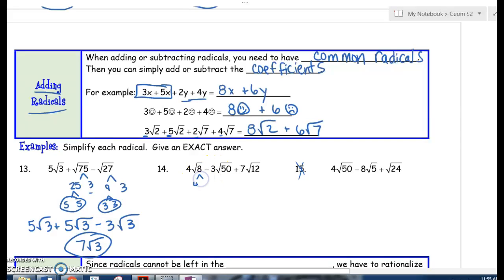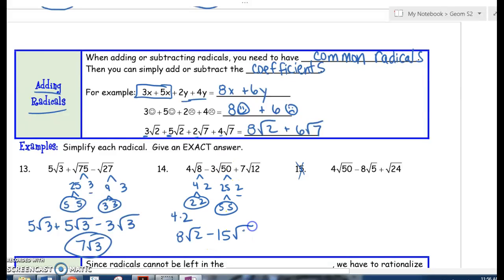For this guy, same idea. You can break down the 8 a little bit to 4 times 2. You have a pair of 2's that can be brought out with the 4. So 4 times 2, which is 8 root 2. The 50, you can do 25 times 2. 25 breaks down to 5 times 5. So the 5 goes out in front with the 3, which makes 15. And there's a minus there.